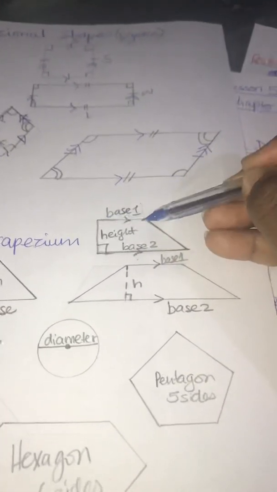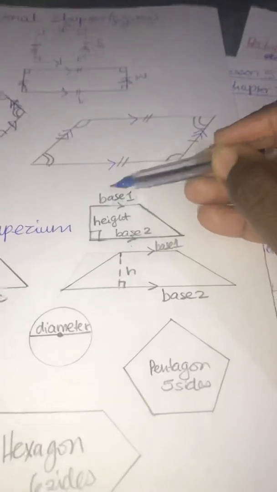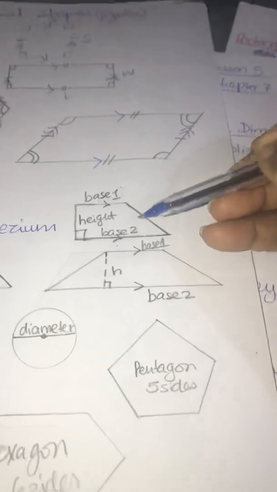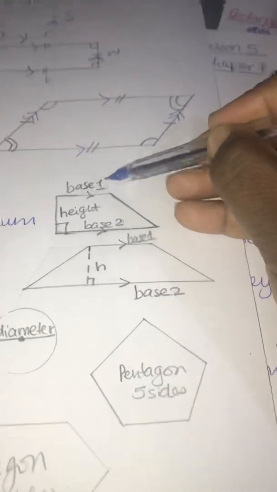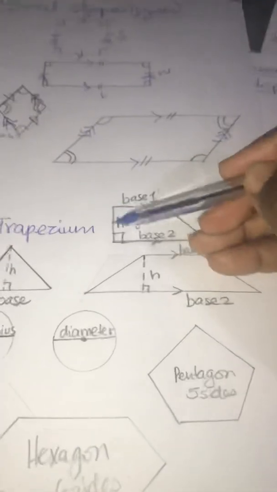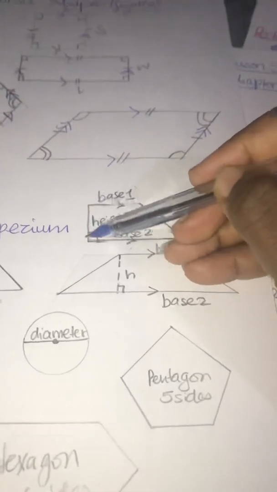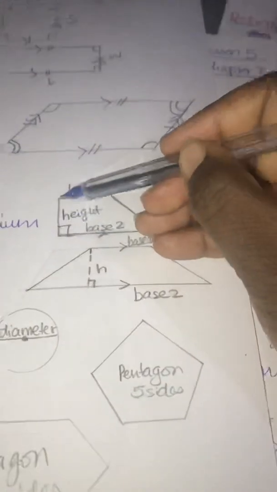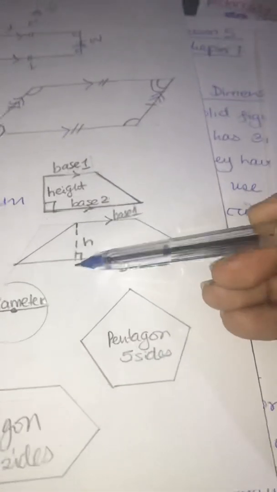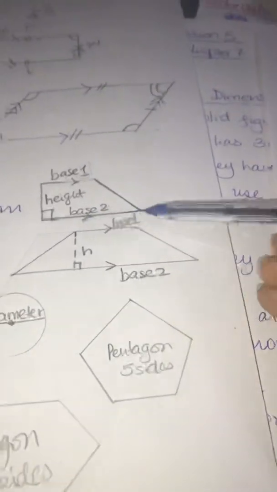One of the lines that is parallel is called a base. So you label them, since there are 2 bases, base 1 and base 2, it doesn't matter. This can be base 1, this base 2, or this base 1, base 2, it doesn't matter. The height is the line that is perpendicular to the bases. So where the line makes the 90 degree with the base, that's the height. Same thing here. This is the height of the trapezoid. So this is base 1 and this is base 2.